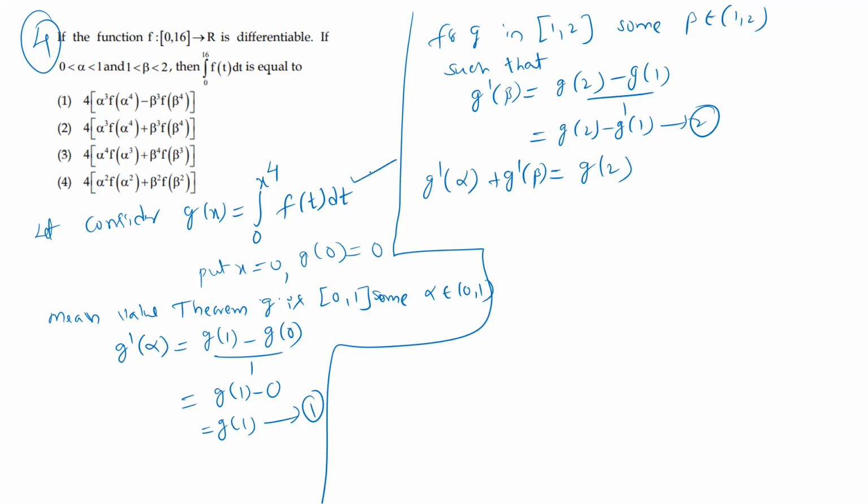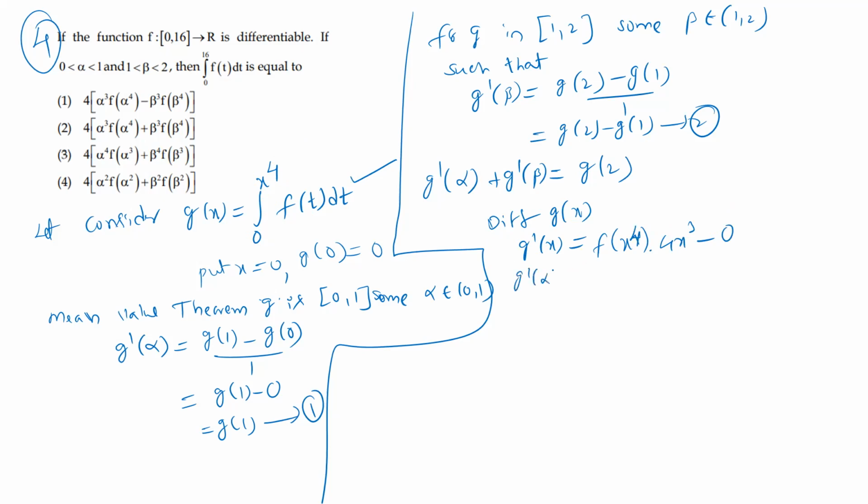Now differentiate the original function g of x, because to substitute alpha and beta we need g dash of x also. What will we get? g dash of x is equal to, by the Leibniz theorem we explained while doing competitive, when a definite integral's limits are there, say a to b, then f of b into the derivative of b, that is 4x cube, minus f of a into the derivative of a. But 0 is a constant, so that value becomes 0. Now g dash of x is f of x power 4 into 4x cube.